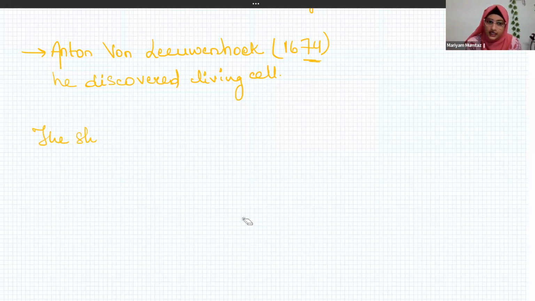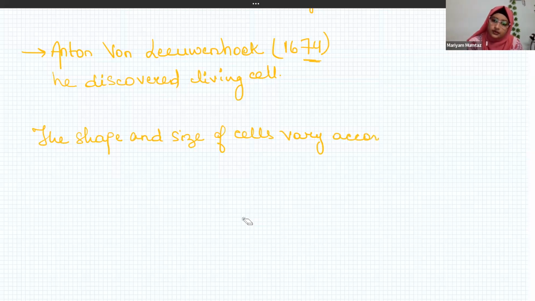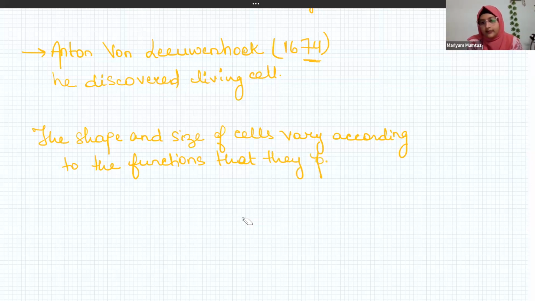Write it down: the shape and size of cells vary according to the functions that they perform.